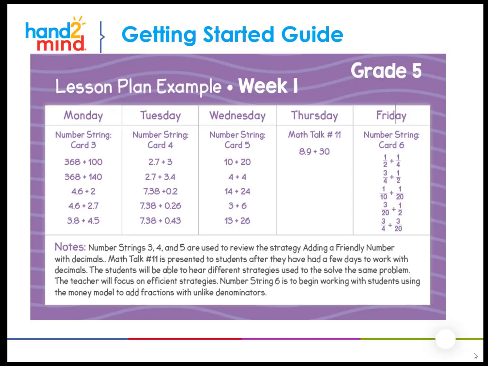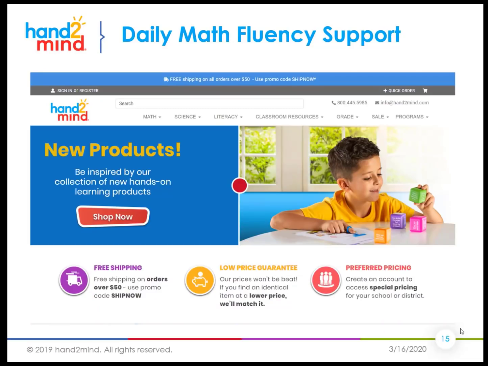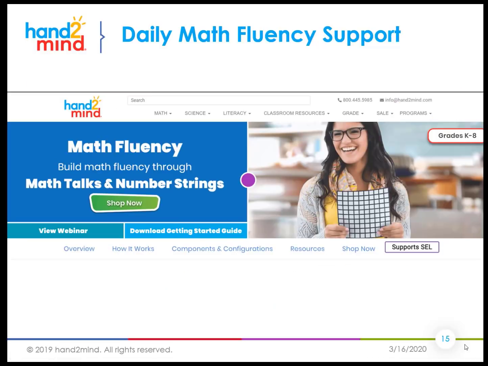We want you to be able to access this guide, and to do so, you'll go to handtomind.com, locate programs in the top right. From the programs menu, you're going to choose Math Fluency. You'll be brought to the program page, and you'll see with the arrow here that I can download the Getting Started guide directly from the banner.